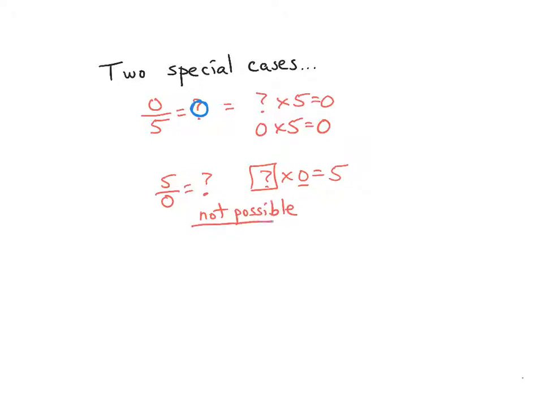So in math, you could say the answer is not possible. The mathematical term for this is it is undefined. You could say either one. It's either not possible or it's undefined. Just don't say that something like 5 divided by 0 is equal to 0, because it's not. It's not possible to divide by 0.